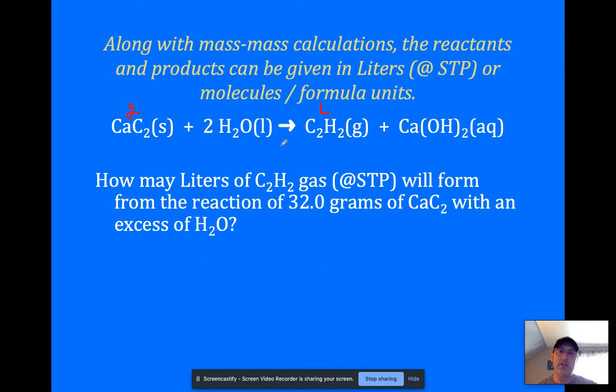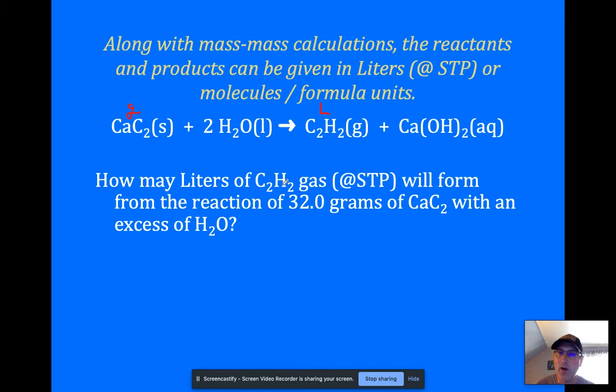Remember what I mentioned about excess: you don't worry about how much there is. It means you have enough. When one reactant runs out, the other will not, but the reaction is still going to stop because you ran out of one of your reactants. So you have an excess of water, a substance where you usually have plenty of it when doing chemical reactions.